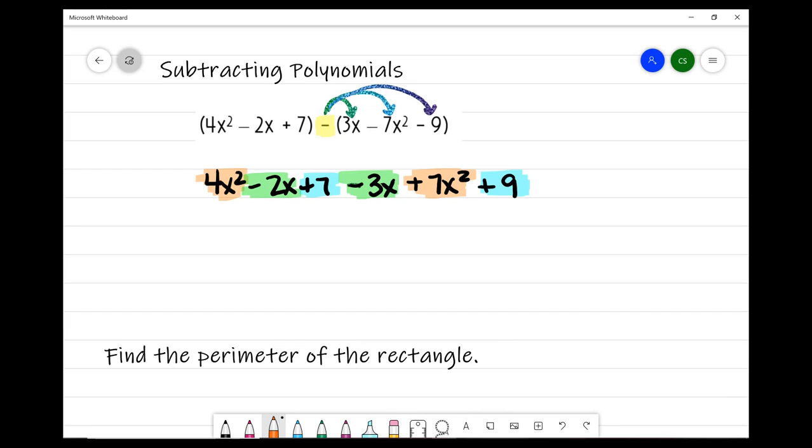Now I'm going to group my like terms together. 4x squared plus 7x squared, minus 2x minus 3x, plus 7 plus 9. Now all of my like terms are grouped up, and I can simply combine the coefficients. So 4 plus 7 is 11.